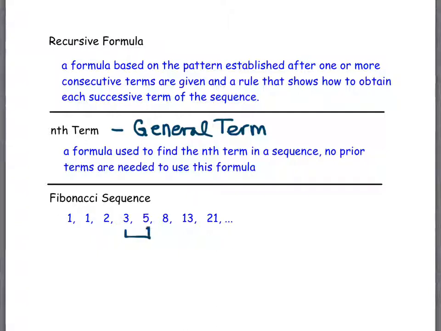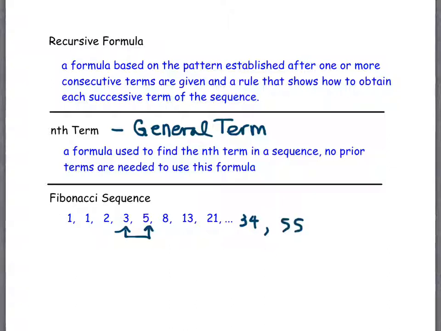So let's just take 2 terms in order, 3 and 5. If we add 3 and 5, we get 8, which is the next term. So let's write a couple more of these down. What would come after the 21? 34 is right, because we would add 13 plus 21. We'll do one more. What would come after 34?